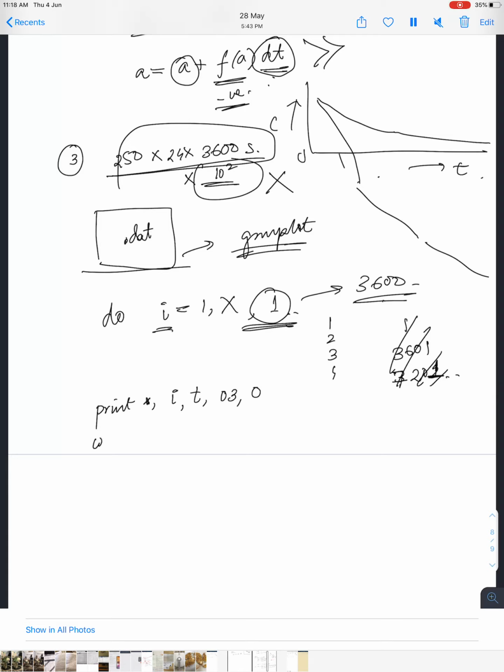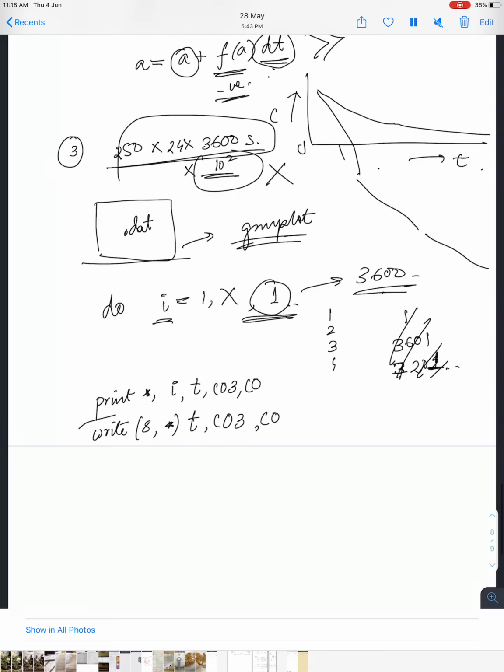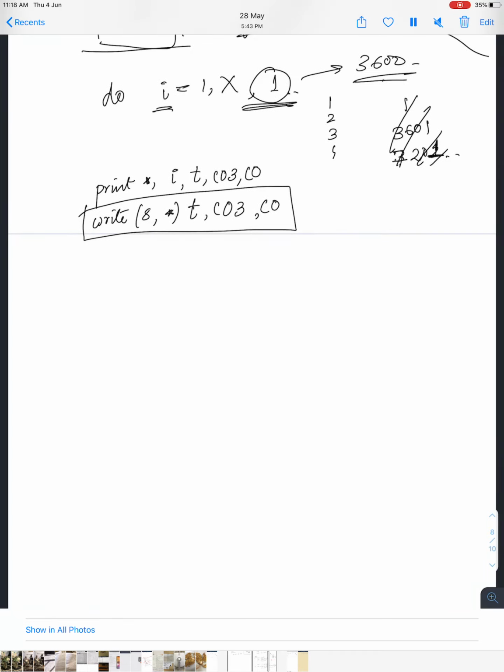But when you print to the file or write onto a file, you do not print all the values, right? If you print all these values, then what is going to happen? You are going to have a huge data file. But it is possible to calculate for all the values of i going from 1, 2, 3, 4 etc. But when you are going to write, we'll write some selective values.